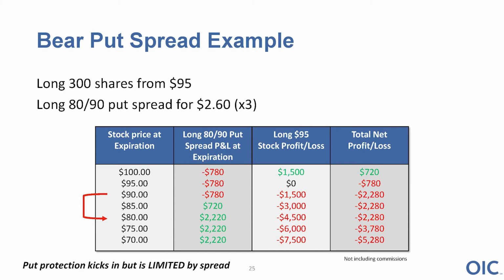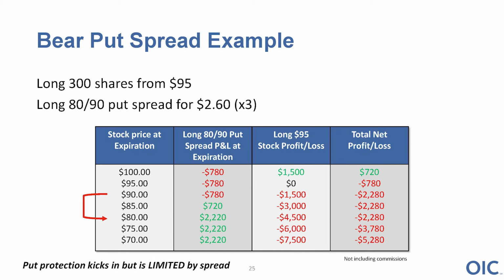Now, if the stock goes up, once again, we participate on the upside, up beyond our break even. In this case, our break even would be the put premium that we paid, $2.60, plus the $95 that we paid for our shares. So $97.60 is our break even to the upside. Above $97.60, we start making 1-for-1 on our shares. With the stock trading at 100, we make $1,500 on our stock. We lose the $780 that we paid for the put spread for a net P&L of $720. If the stock goes to 110 or 120, we participate there. Our put spread would still go out worthless, but we get that upside participation.